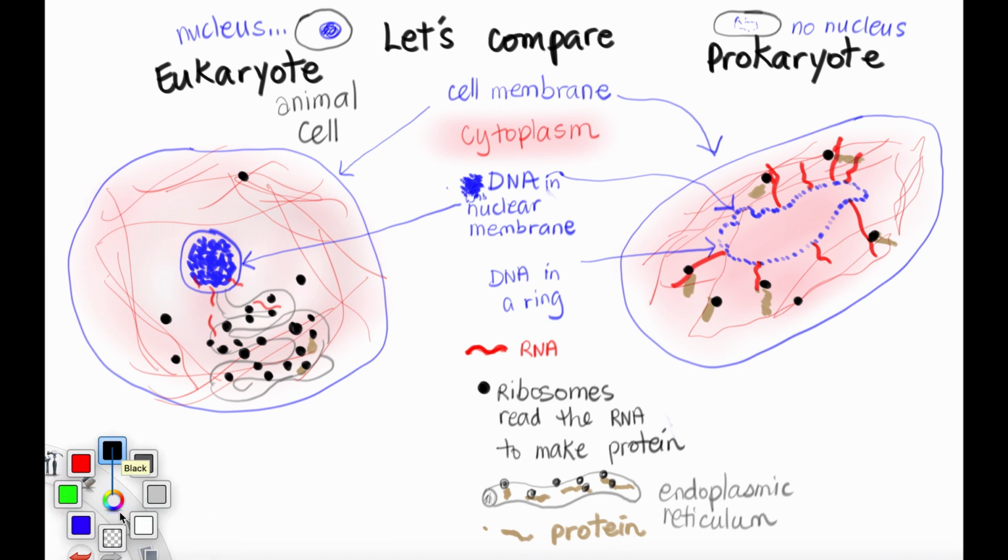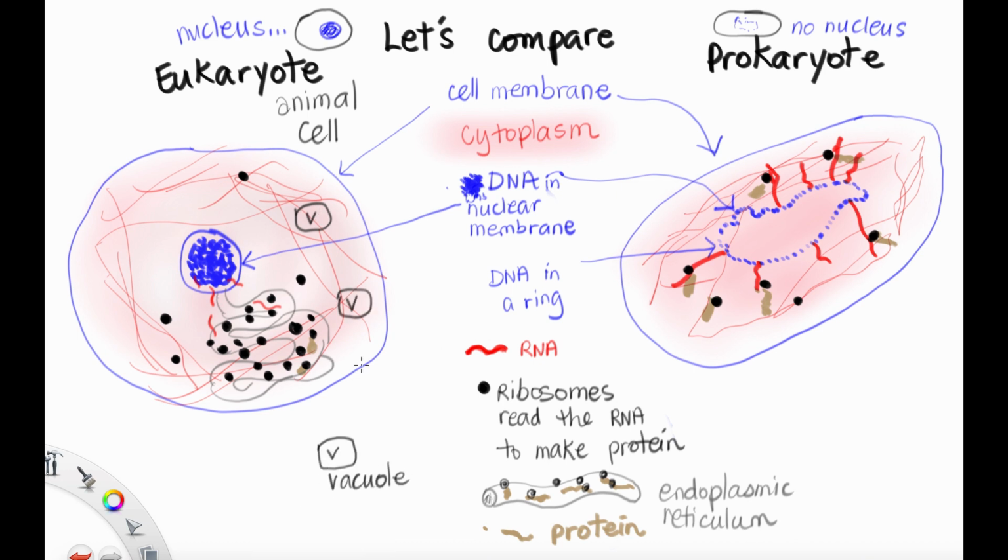Now inside the animal cell, there's also a vacuole, which is a storage organelle. And these little things are called mitochondria. They are the powerhouse of the cell. They create energy for the cell using cellular respiration. Now, that was an animal cell.